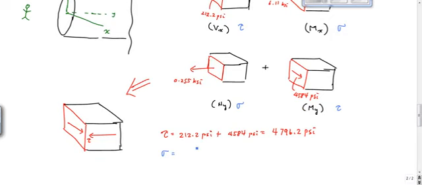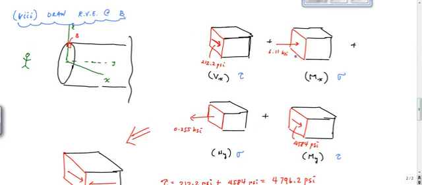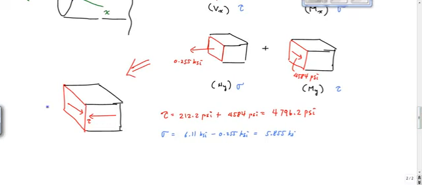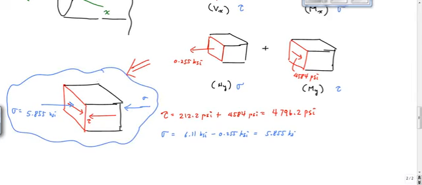Sigma is 6.11 KSI minus 0.255 KSI, which is 5.855 KSI. And that is causing compression because this is my dominant arrow here. So this right here is 5.855 KSI, sigma, and I have the equal and opposite right here. And this is my state of stress at point B.